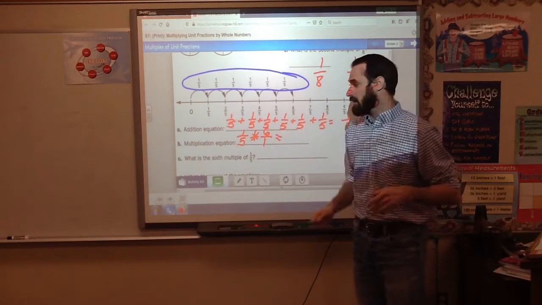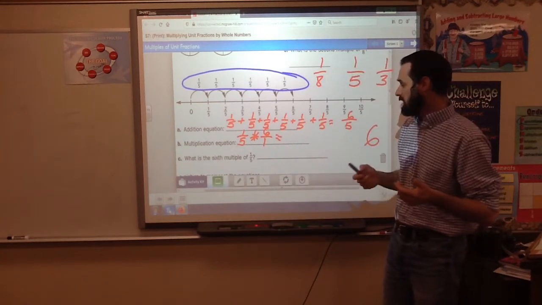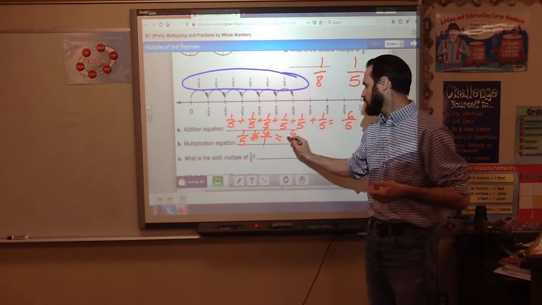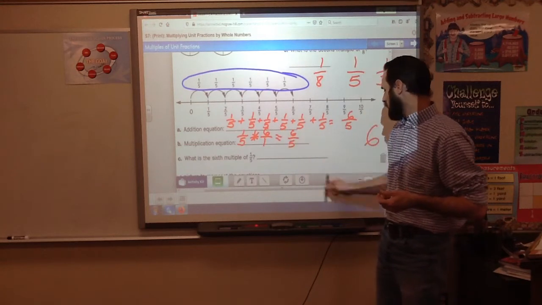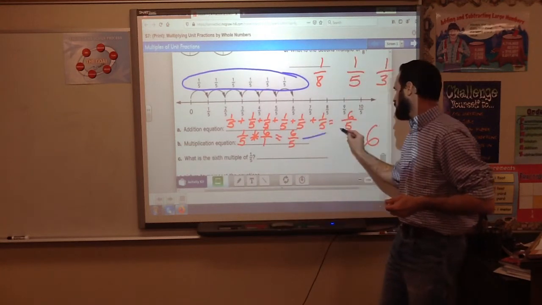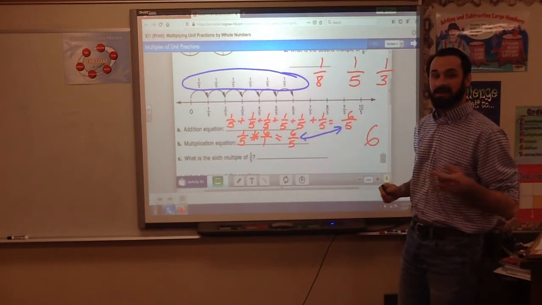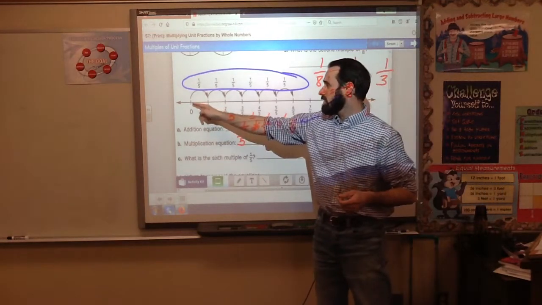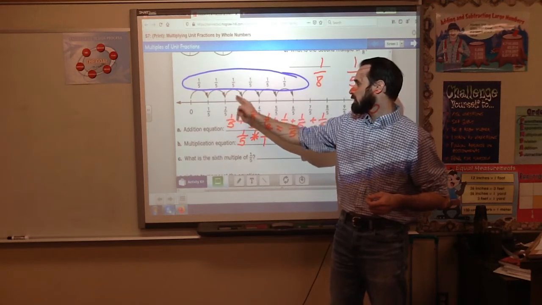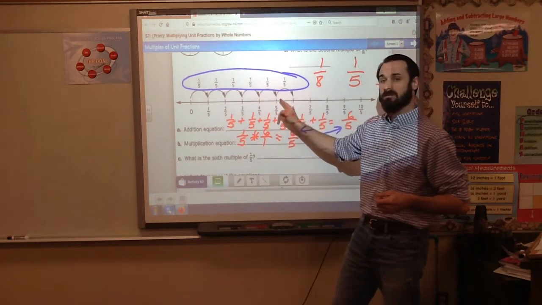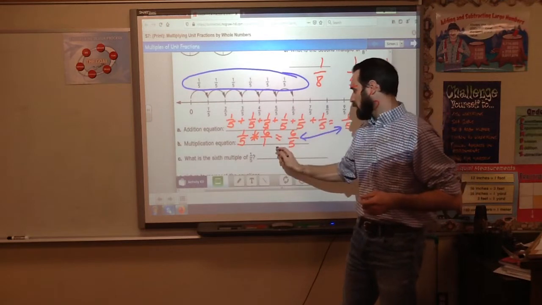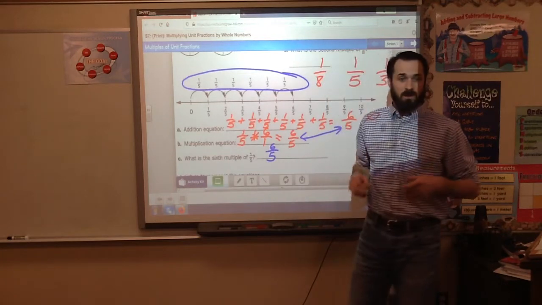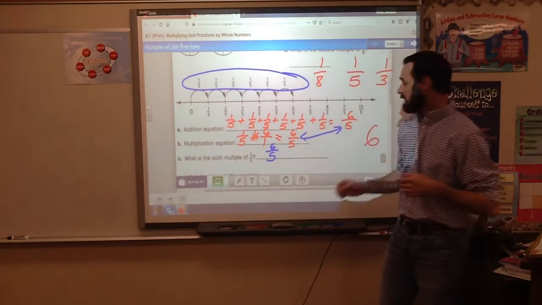Now it's just multiplying across. And if we do it right, we should get the same answer. 1 times 6 is 6, and 5 times 1 is 5. 6/5. We must have done this right because we have the same answers here and here. The 6th multiple of 1/5 is going to be 6/5. Again, it's just counting by fifths: 1/5, 2/5, 3/5, 4/5, 5/5, 6/5. So the 6th multiple of 1/5 is 6/5. Make sure you have all that down, and we will move on.